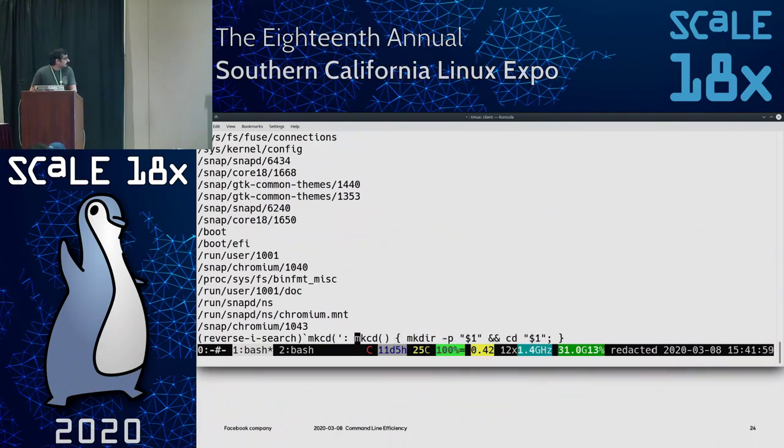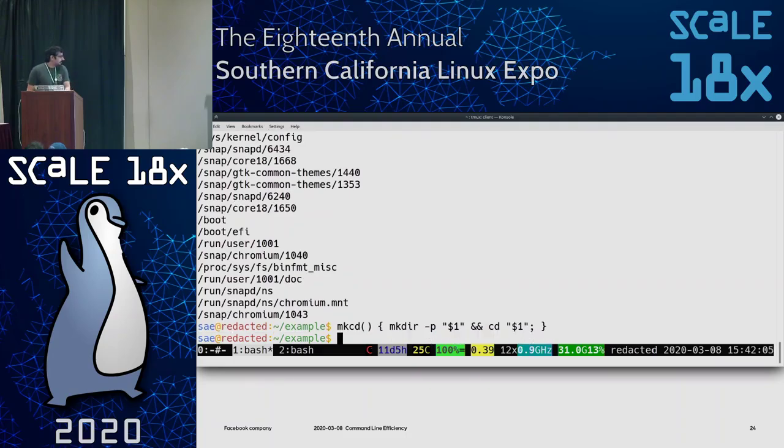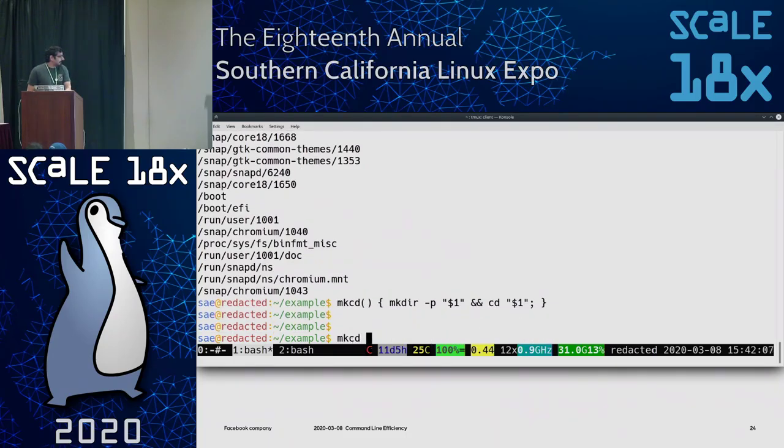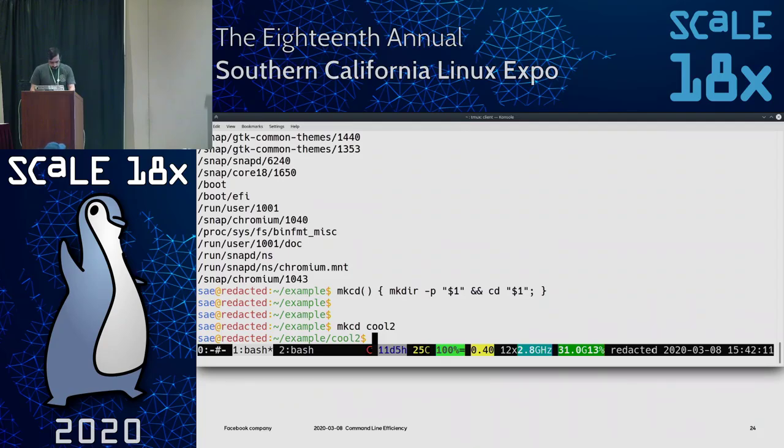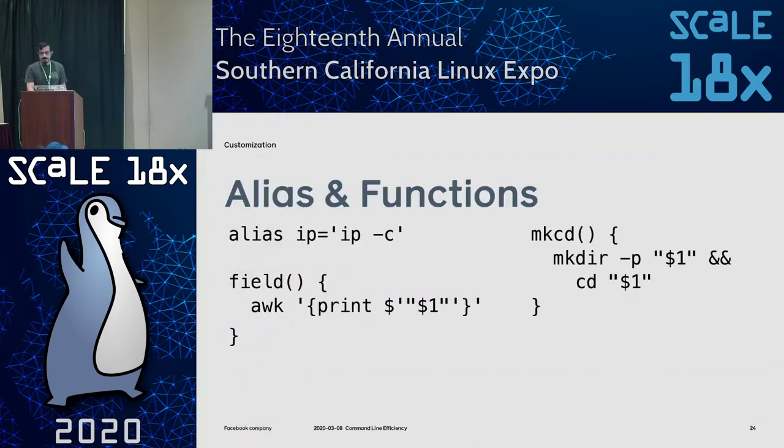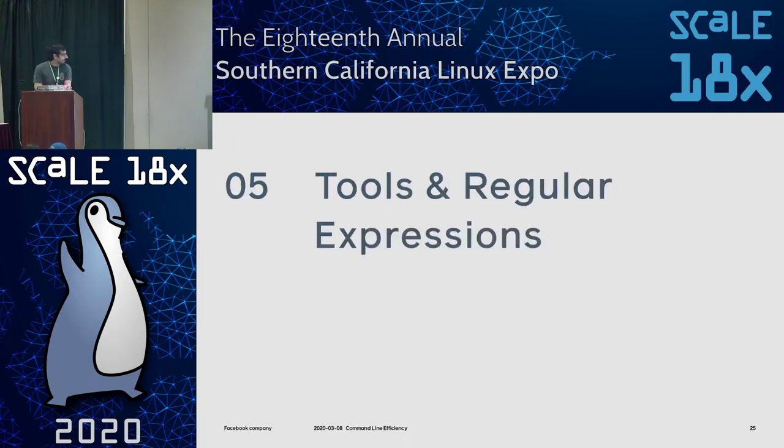And then mkcd. This function is going to take an argument, create the directory, and then cd into that directory. So mkcd cool2 is going to create that cool2 directory and then immediately cd into it. So you can create any kinds of shortcuts that you like with aliases and functions.